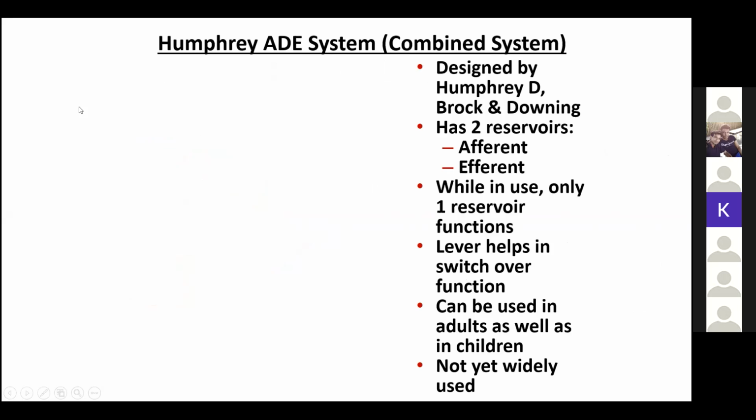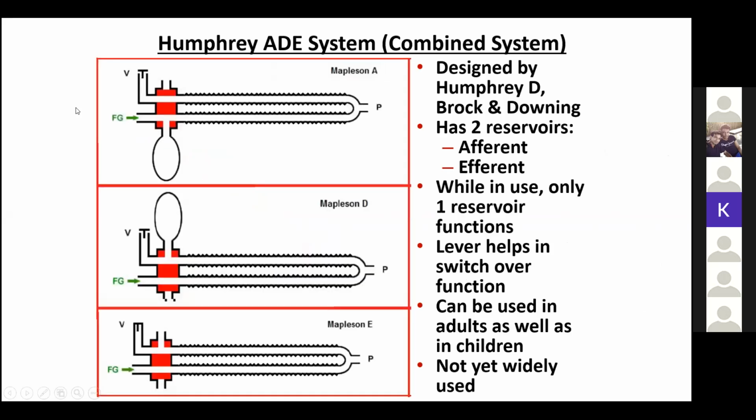Now there's something called the Humphrey ADE system. I have not used it, but a typical example is given, and I don't think anybody has it. The things to be remembered are that it is designed by Humphrey and Brock. It has two reservoirs, afferent and efferent. You can see here two reservoirs. You can use it as A, D, or E.